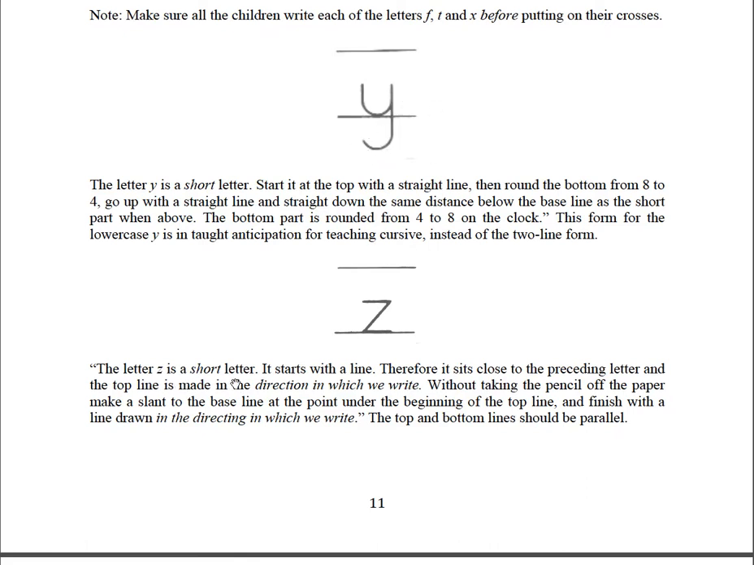The letter Z is a short letter. It starts with a line. Therefore, it sits close to the preceding letter. The top line is made in the direction we write without taking the pencil off the paper. Make a slant to the baseline at the point under the beginning of the top line, and finish with a line drawn in the direction we write. The top and bottom should be parallel.